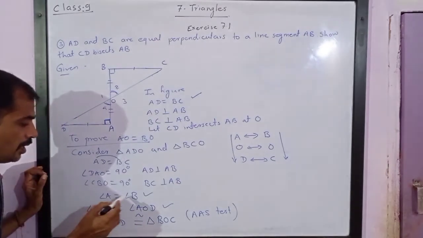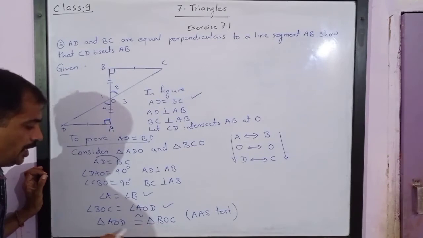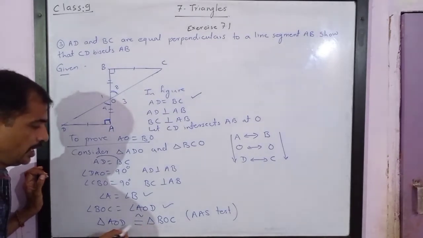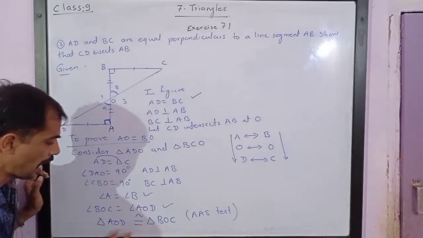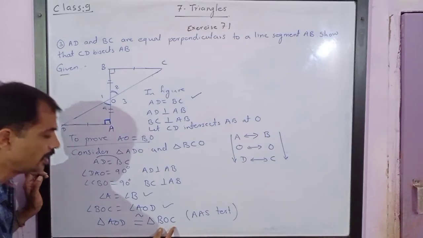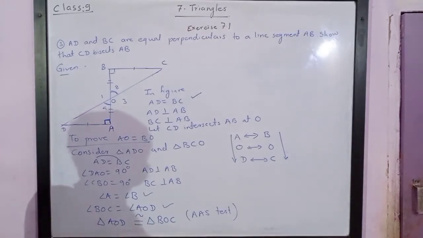That is, angle A is congruent to angle B, angle O is congruent to angle O, angle D is congruent to angle C, then side AO is congruent to side BO, side OD is congruent to side OC, and side AD is congruent to side BC. These are the corresponding parts of the congruent triangles.